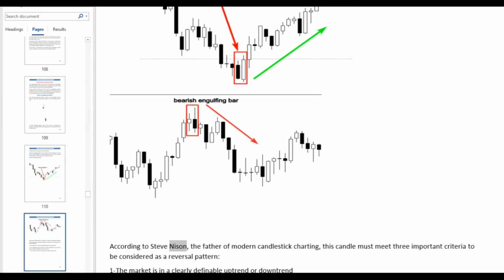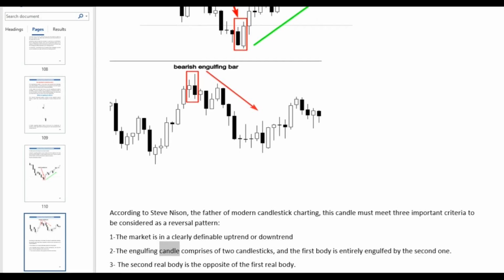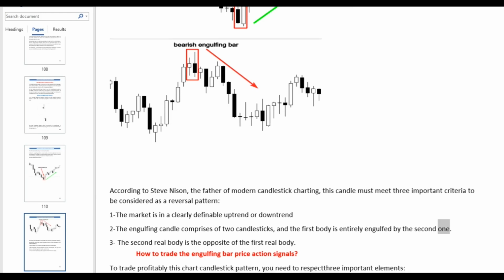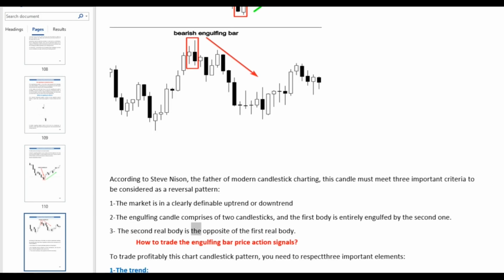According to Steve Nison, the father of modern candlestick charting, this candle must meet three important criteria to be considered as a reversal pattern. The market is in a clearly definable uptrend or downtrend. The engulfing pattern comprises two candlesticks, and the first body is entirely engulfed by the second one. The second real body is the opposite color of the first real body.